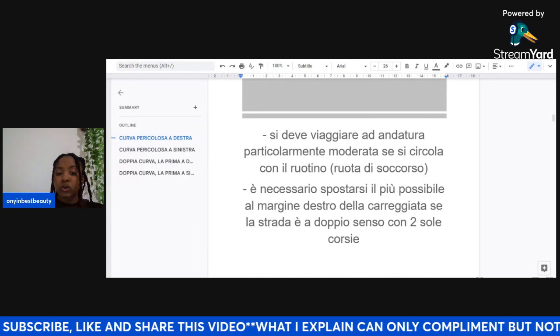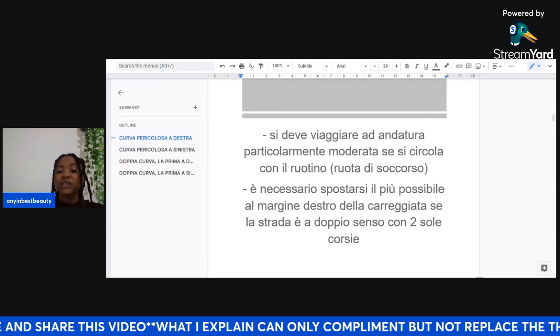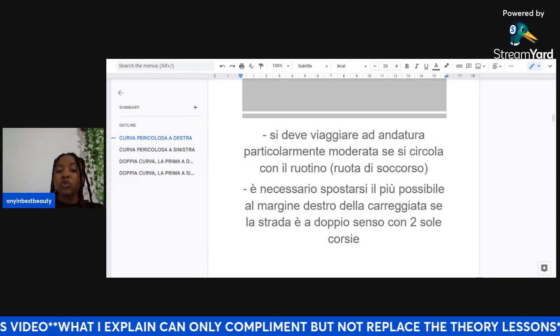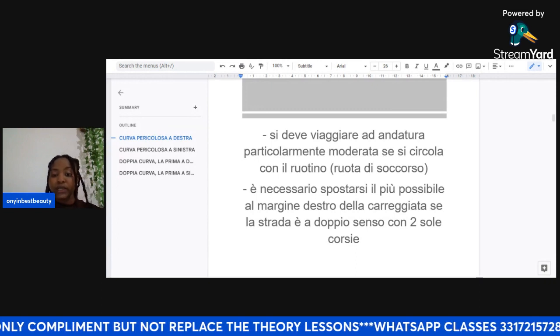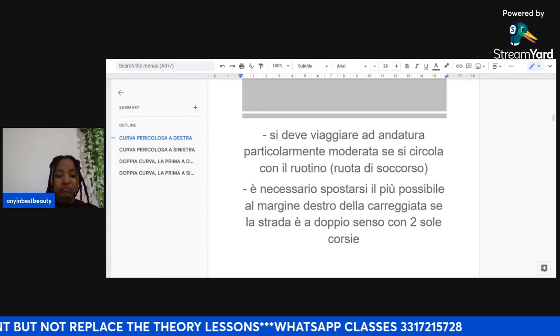So you must travel at a particular speed, okay? If you go with your emergency tire, your ruota di soccorso.